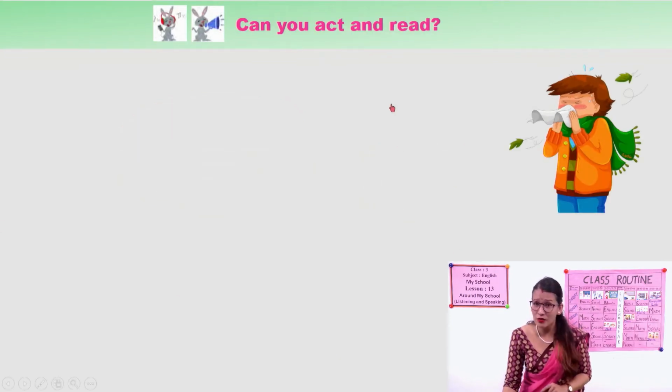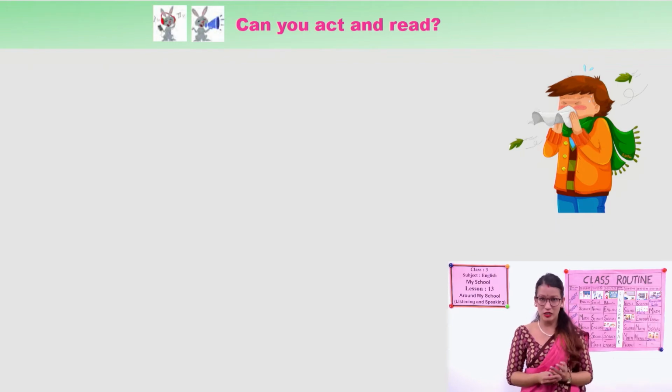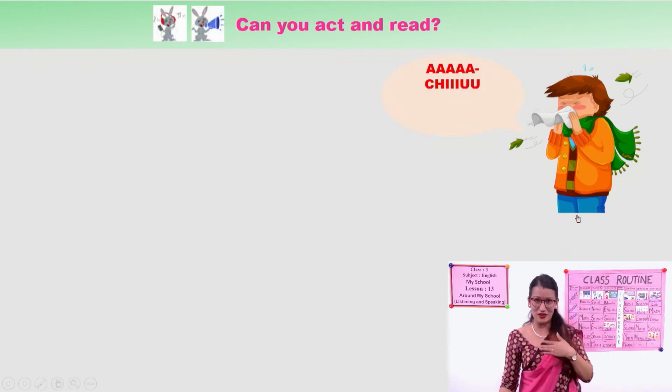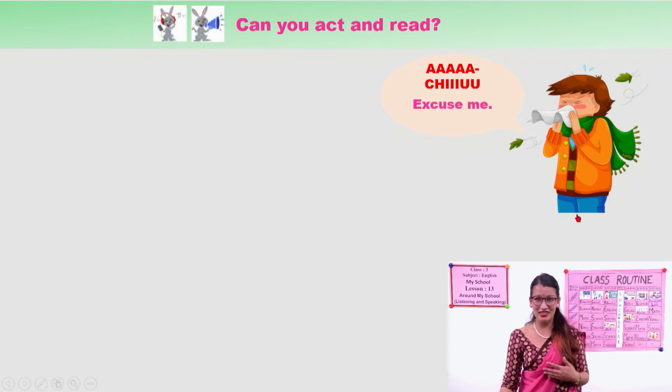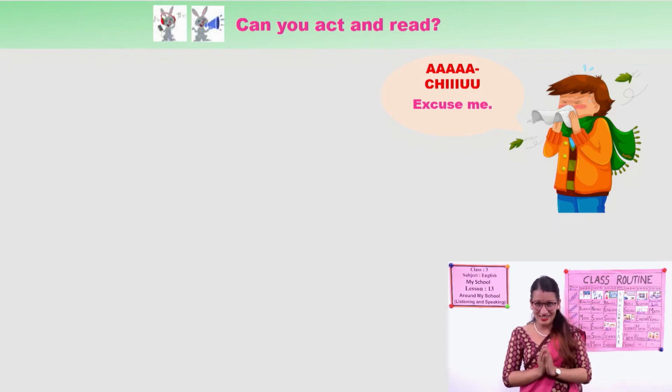Can you act and read? Now look at the boy. What is the boy doing? Sneezing. Yes? Now you also act. Excuse me. Yes? Now look, what is the boy saying? Achoo! Is doing like this. And he says, excuse me. Good. Can you act like him? Acting on his 1, 2, 3. Achoo! Excuse me. Yes? Okay.